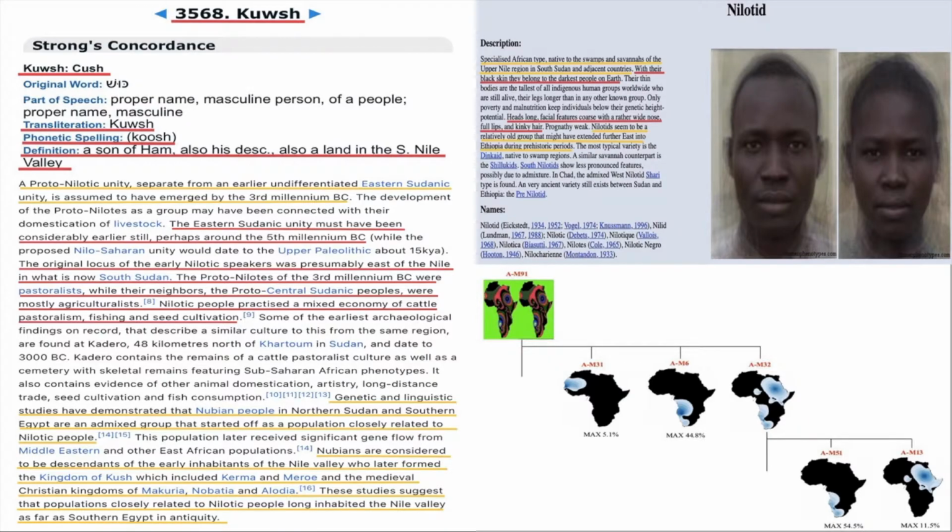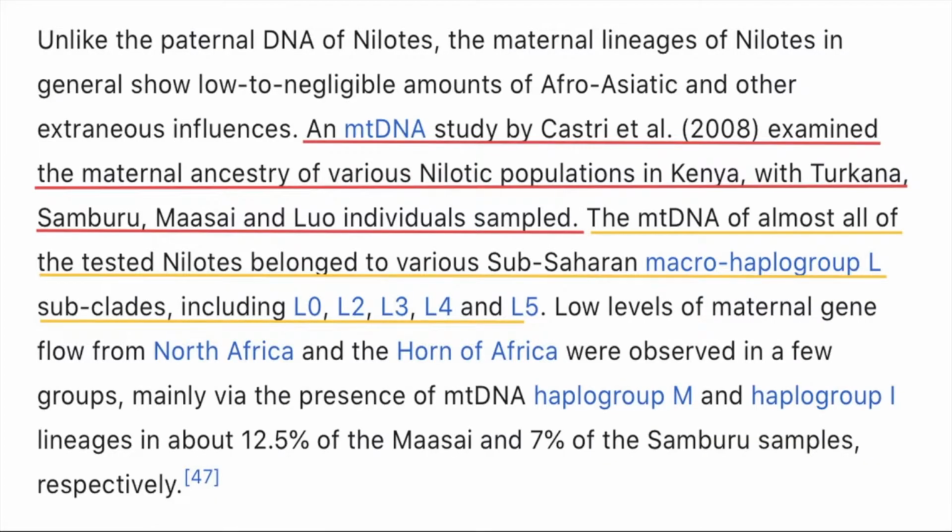And I would say that from a paternal lineage, Nilots would be haplogroup A, which is still seen in Sudan, the ancient land of Cush, to this day. When it comes to mitochondrial DNA, they typically are haplogroup L.